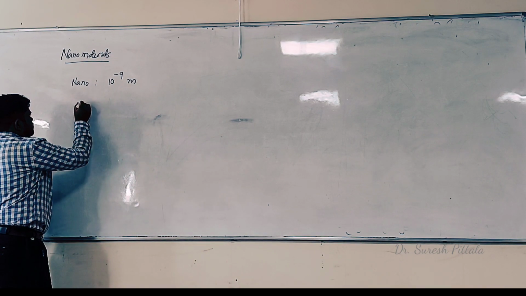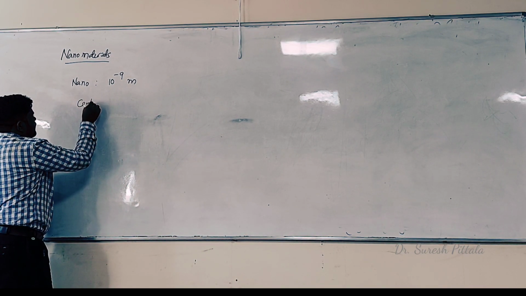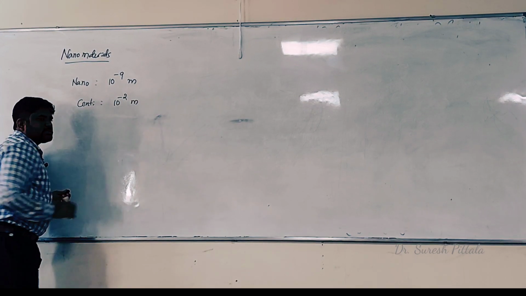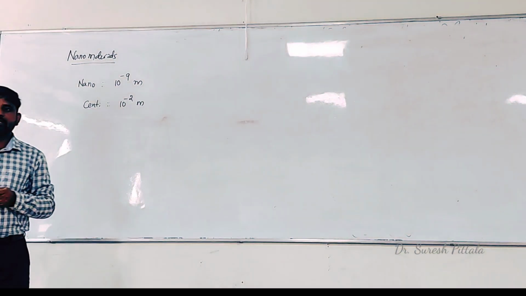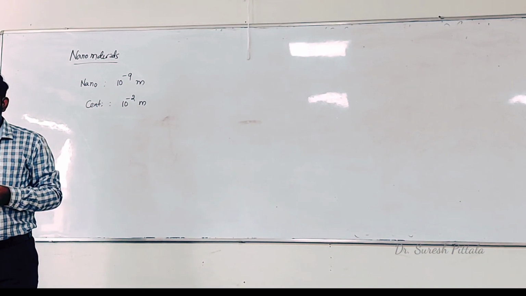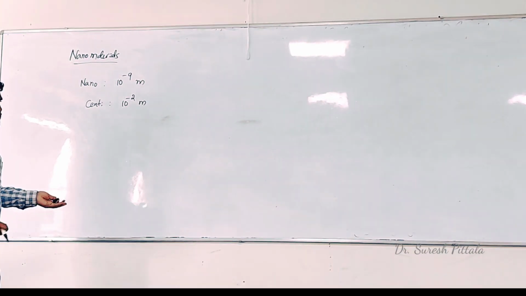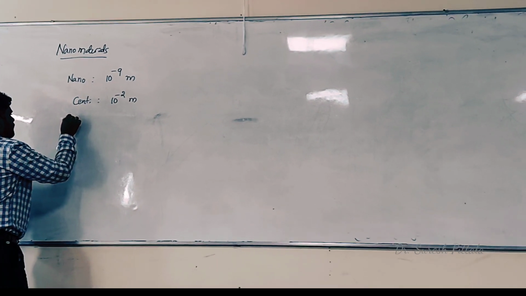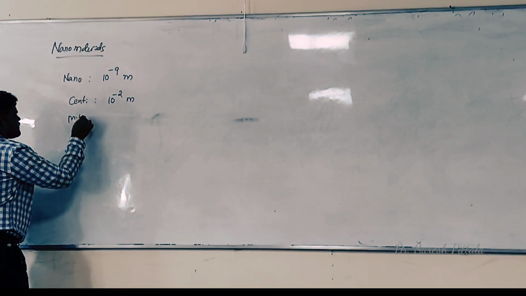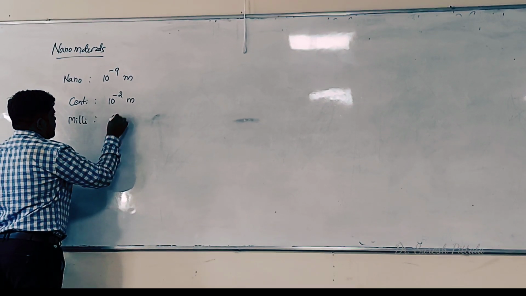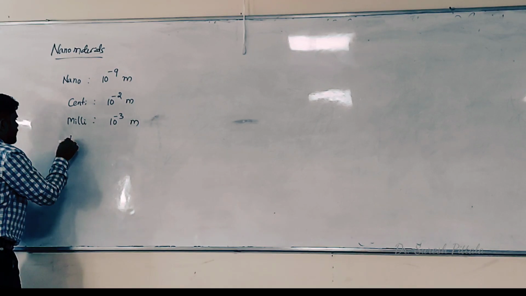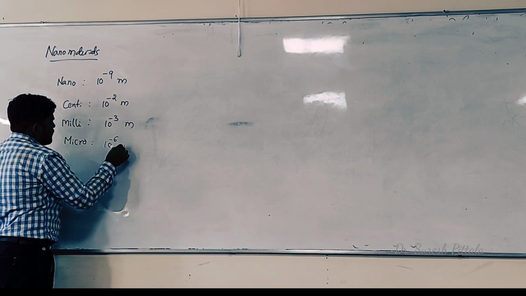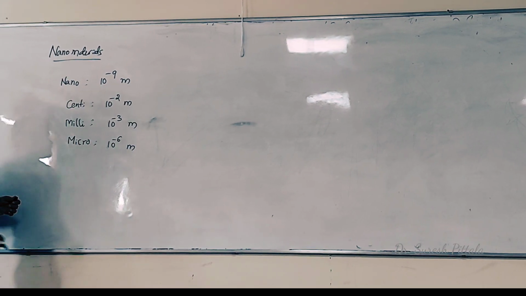You also know centi. Many people have confusion about this. It is sad to see that many people are not doing laboratory observations correctly because of these conversion issues. Centi is 10 power minus 2 meters, and milli is 10 power minus 3 meters. Some of these lengths you need to know. Micro is 10 power minus 6. Then comes nano, 10 power minus 9.